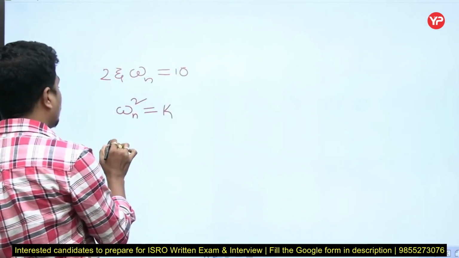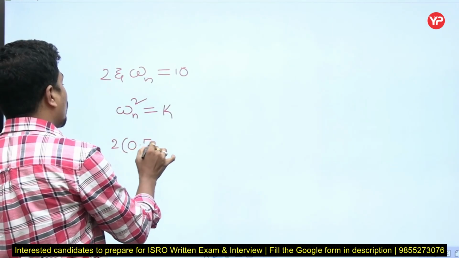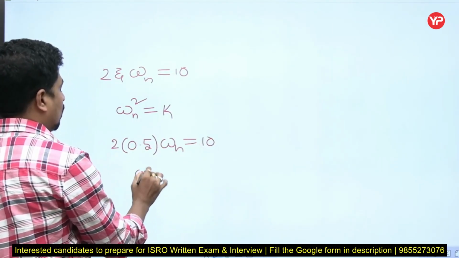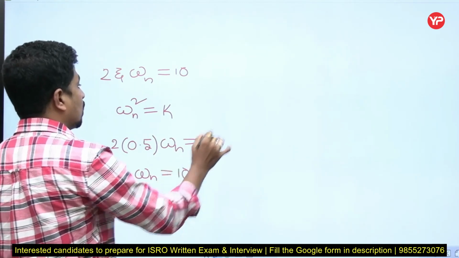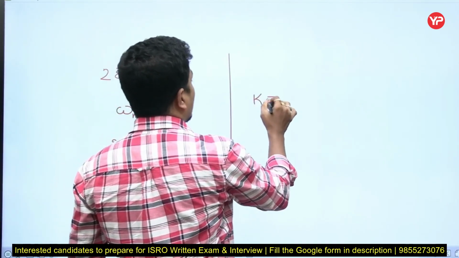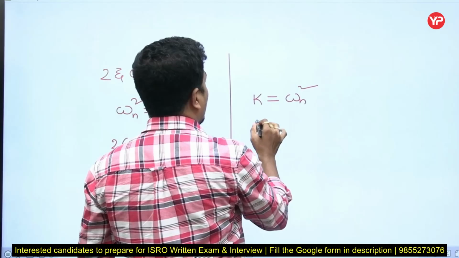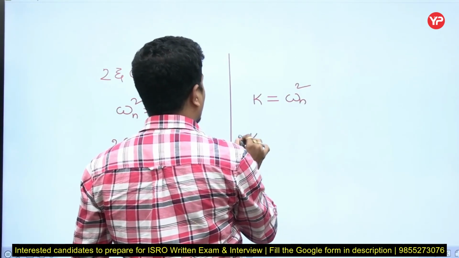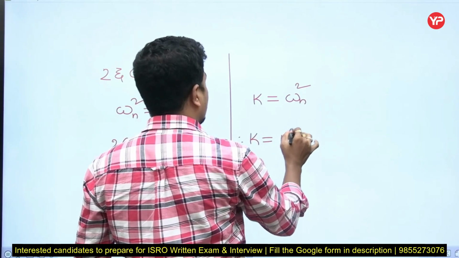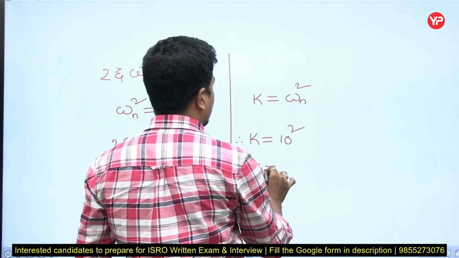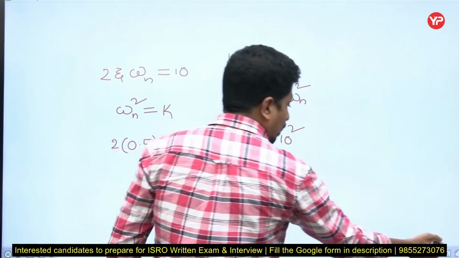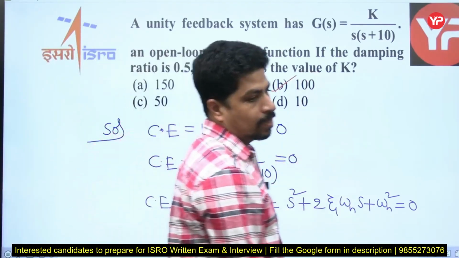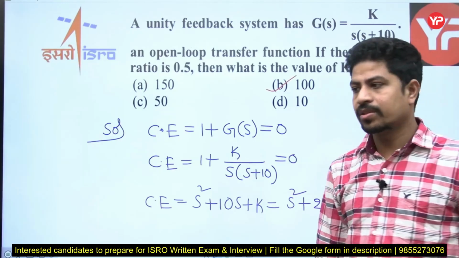Now zeta is 0.5. 2 into 0.5 into omega n is equal to 10, then omega n is equal to 10. That implies K is equal to omega n square. Therefore K is equal to 10 square, that is K is equal to 100. So the option is B. Simple question it is, right?